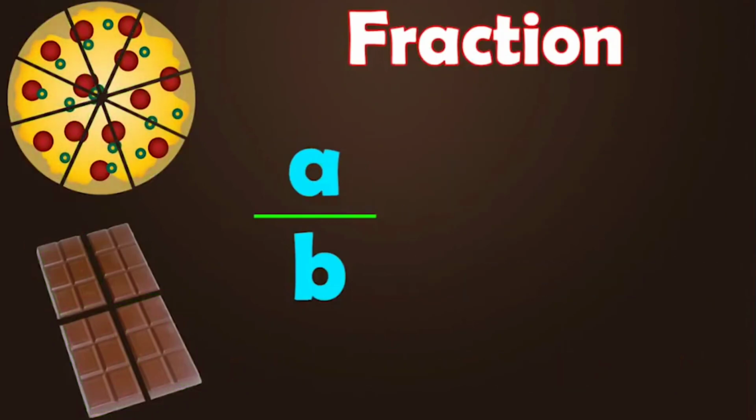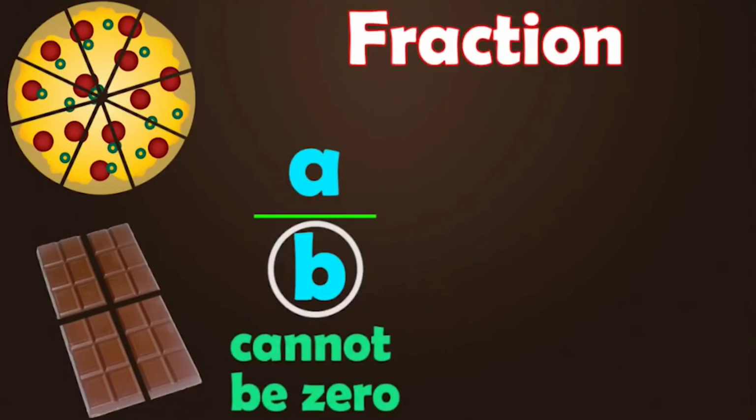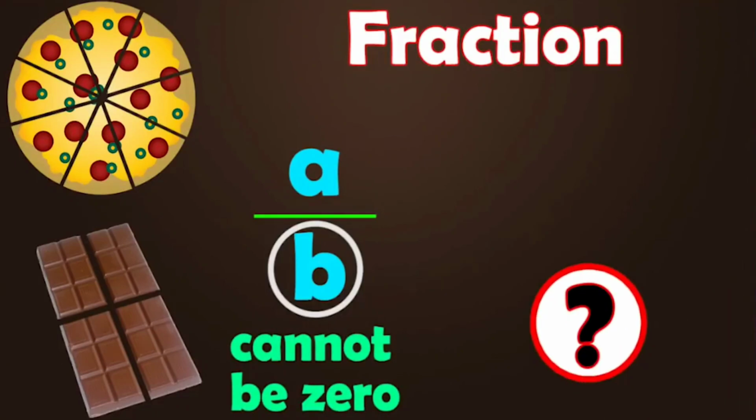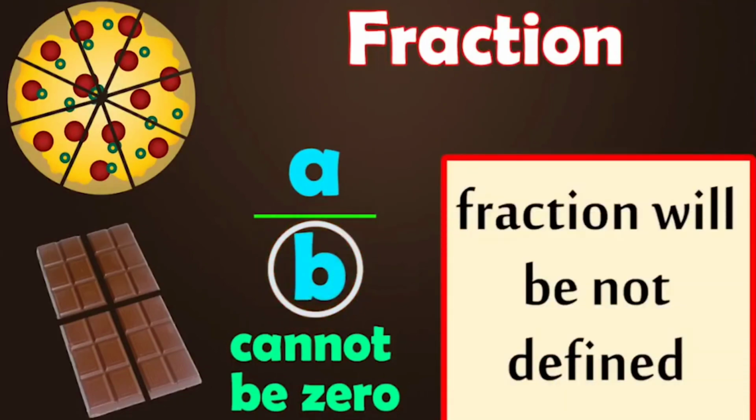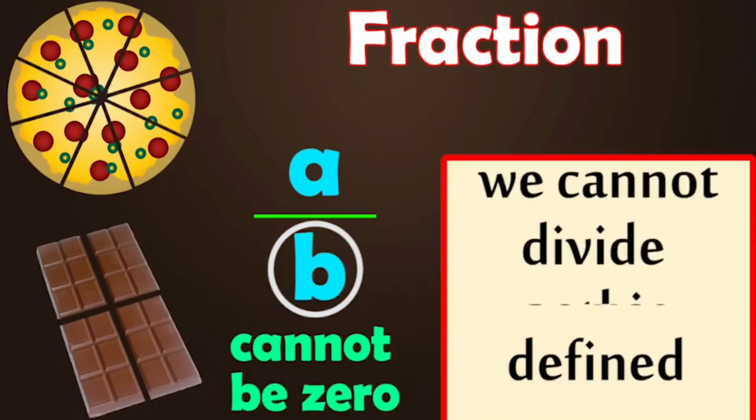Like as I said before, the numbers of the form a by b are called fractions, where b cannot be 0. But why will it not be 0? Because if it is 0, then the fraction will not be defined, as we cannot divide anything by 0.